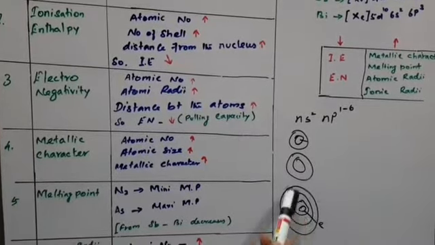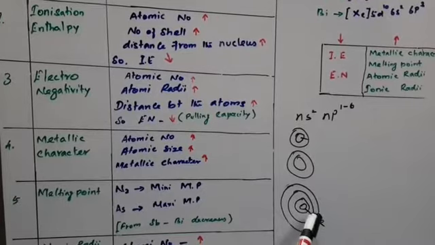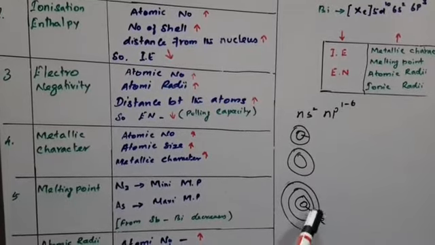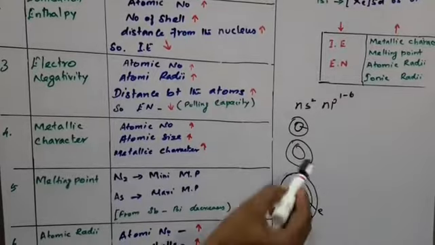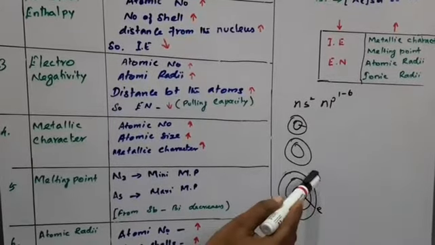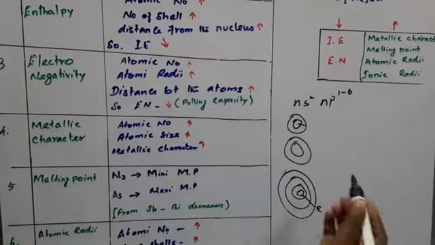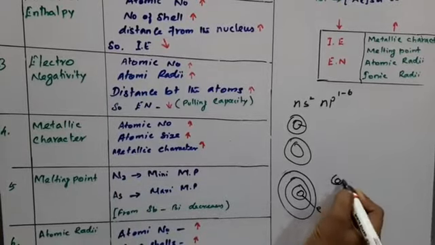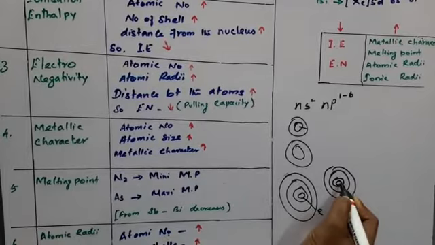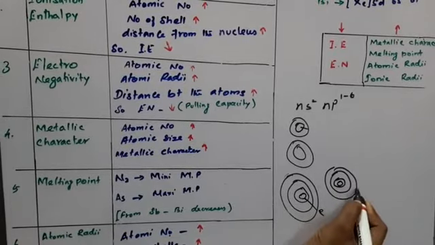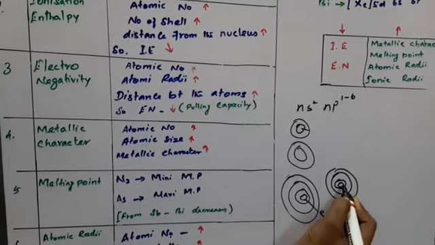Because of the inner shells, the d orbitals, the effective nuclear charge is very less down the group. At the same time, along the period the added electron is less, so the effective nuclear charge is very high, because all the electrons present in the outer shell are very near to the nucleus.